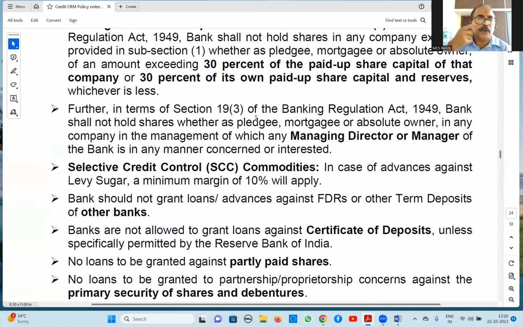Section 19(3) of the BR Act, I told you: whenever any director has earlier worked in that company, in that case also normally it should be restricted, avoided.